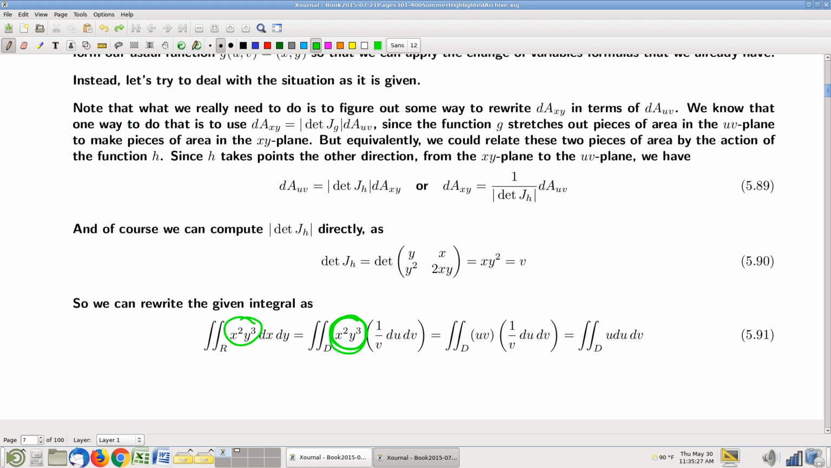Okay. So x squared y cubed is uv. And here we go. We have now written our integral with everything in terms of u's and v's, and we've rewritten our integral in the uv plane over that nice, pretty rectangular D, and it's all downhill from here.